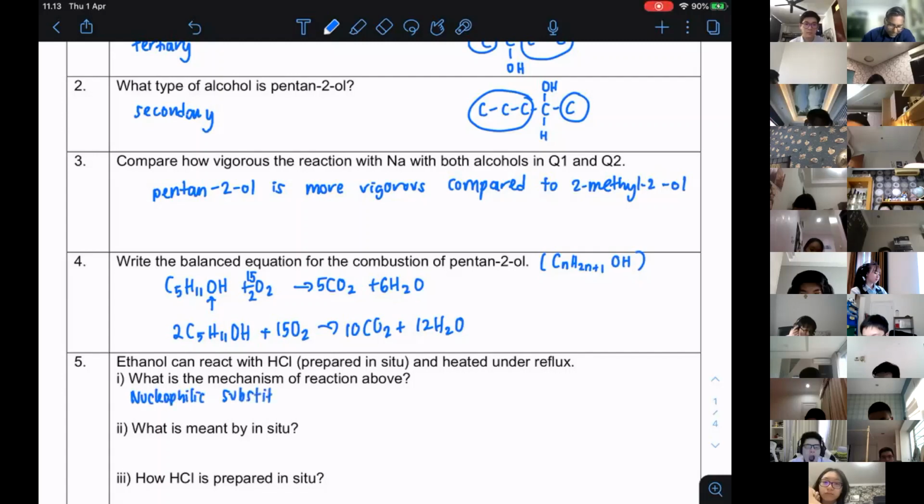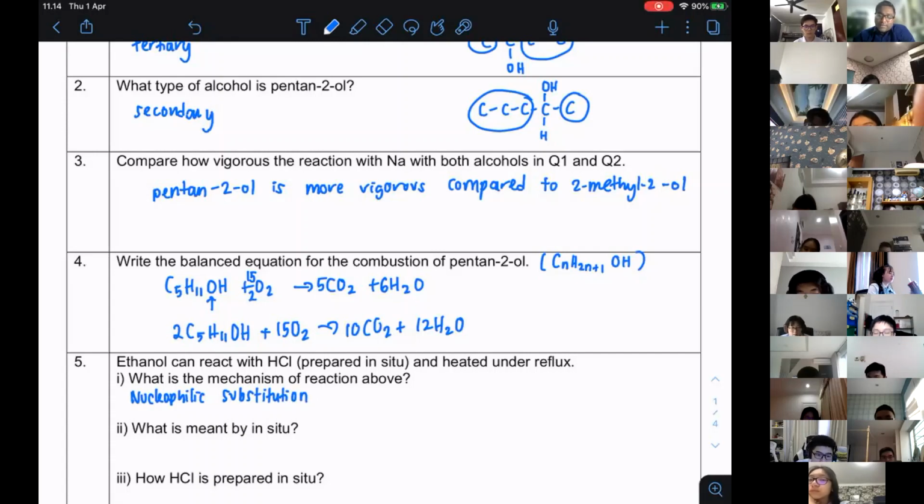So do remember, any reaction involving alcohol, not any, it depends on the type. Generally, if you have alcohol or halogenoalkane, they will undergo nucleophilic substitution. But there are certain situations that you do not use nucleophilic substitution. For example, halogenoalkane with sodium hydroxide in ethanol is going to be an elimination reaction. And other reactions like oxidation of alcohol and dehydration of alcohol are not nucleophilic substitution. So it depends.